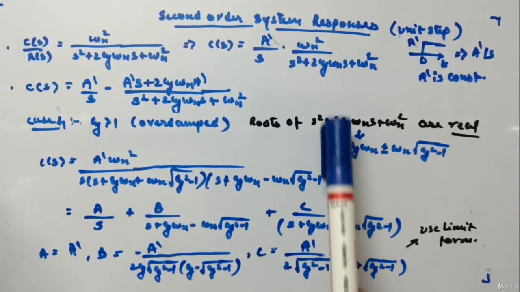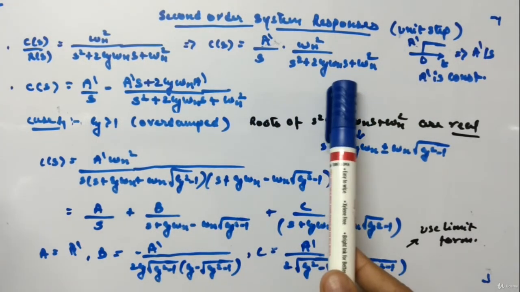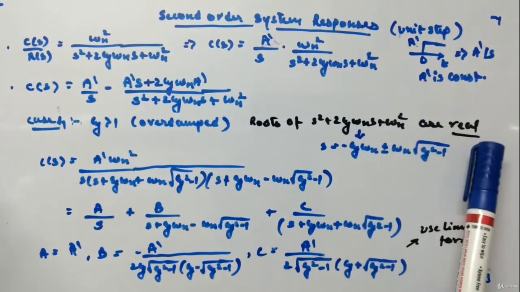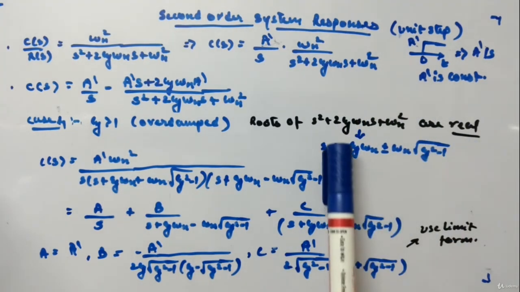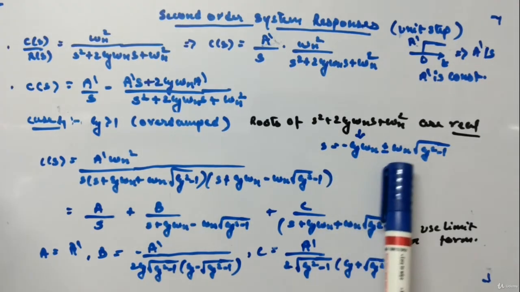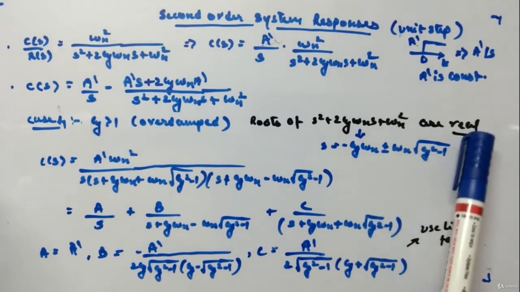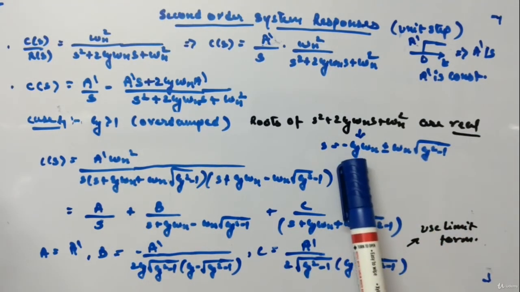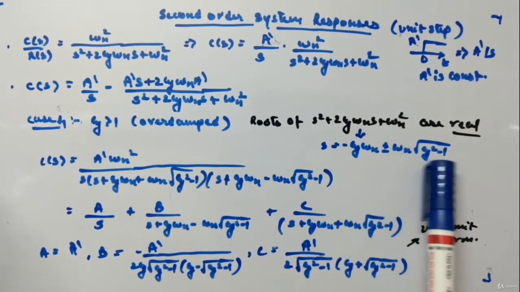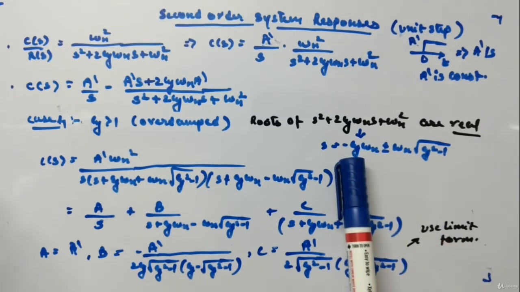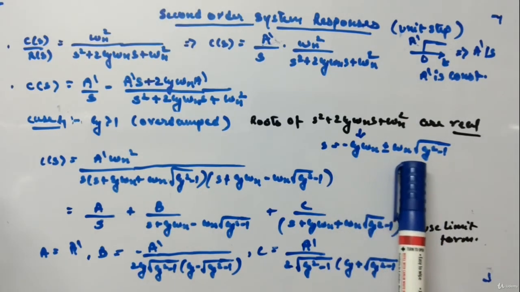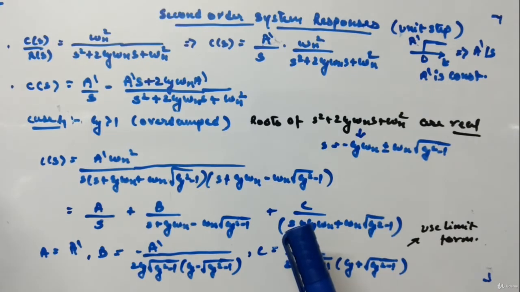It means the roots of this equation, s square plus 2 zeta omega n s plus omega n square, are real. The quadratic roots will be s equal to minus zeta omega n plus minus omega n under root zeta square minus 1, since it is real. So one root will be minus zeta omega n plus omega n under root zeta square minus 1, and the second root will be minus zeta omega n minus omega n under root zeta square minus 1.